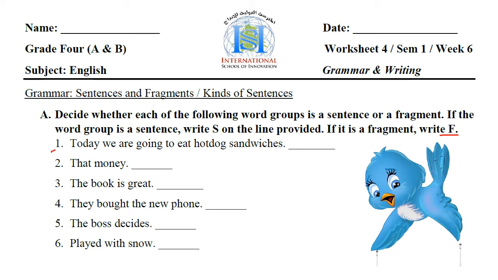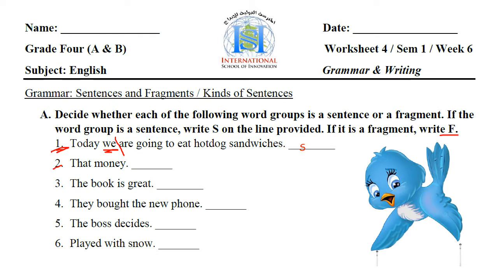As we said in the lecture, a sentence is made of two parts, the naming part and the telling part, and it gives us a complete idea or thought. All you have to do is find these two parts and check whether the group of words makes sense together. Here I have the naming part, we, and the telling part, are going to eat hot dog sandwiches. It gives me an idea about what's happening, that they're going to eat hot dog sandwiches. So I decide that this is a sentence.